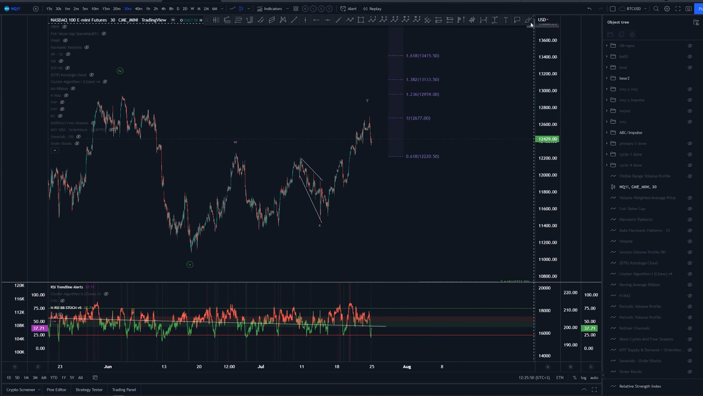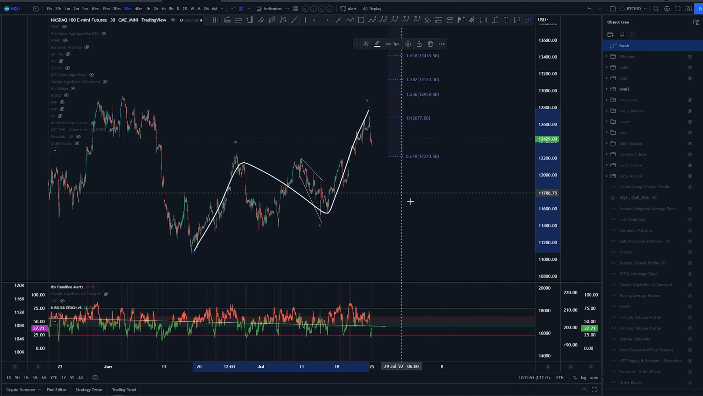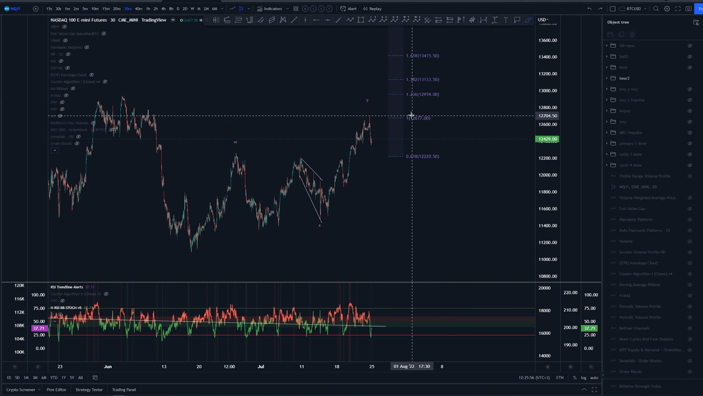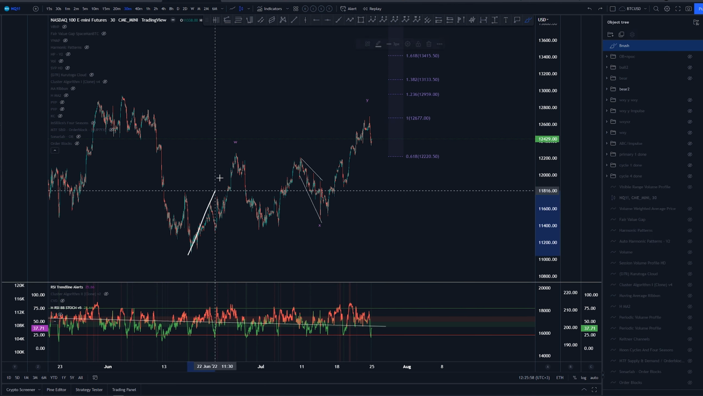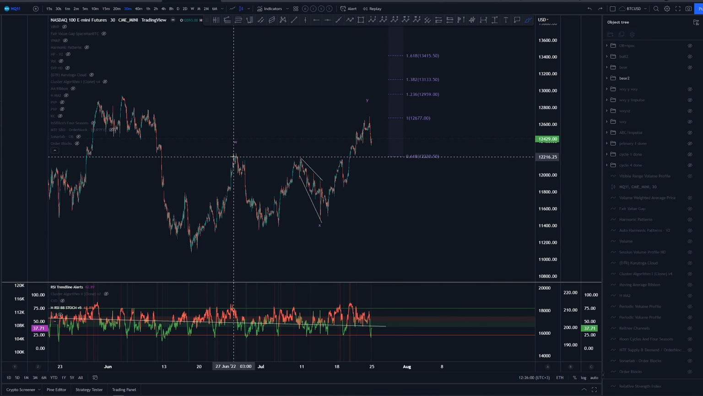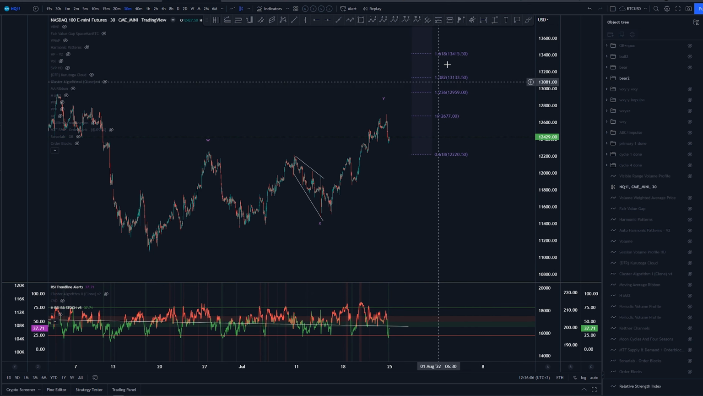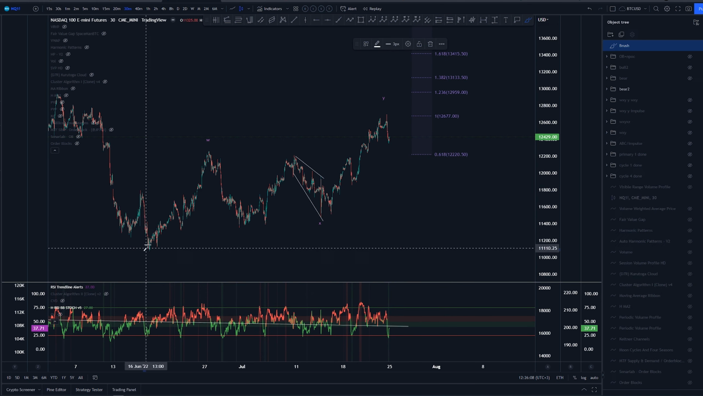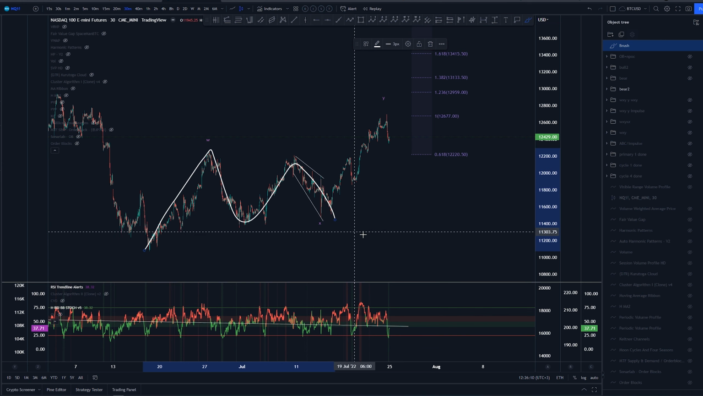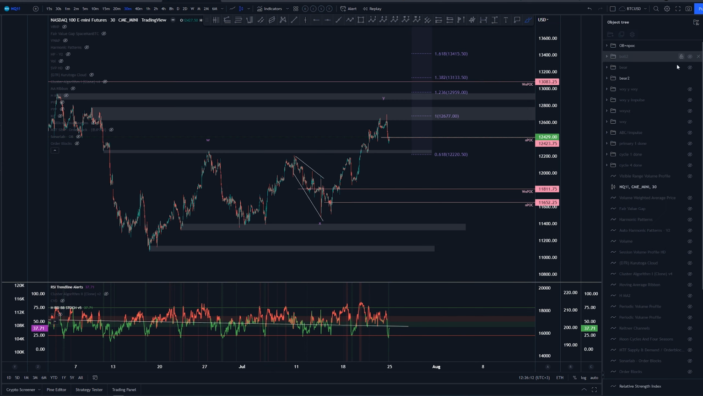Overall, one scenario is that instead of the ABC, we're still looking for some kind of three-wave structure in here. We got right into the one-to-one extension of this W wave, or however you want to be labeling this. There is a way to label this as an impulse wave as well, which we are going to be looking into next. In here, however, I've just labeled this as a three-wave move here.